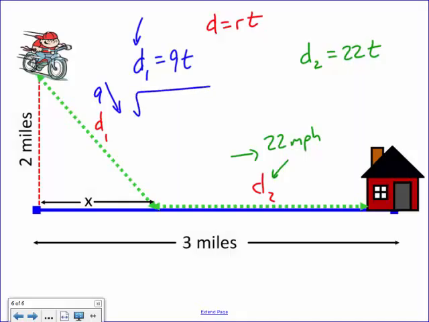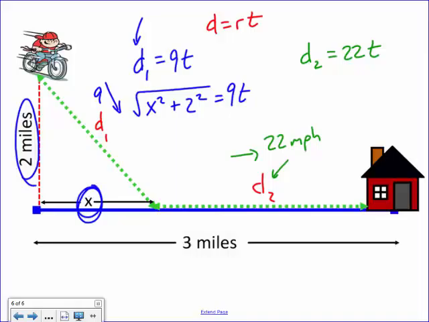So d1 is going to really be the square root of what? Remember, it's like the distance horizontally. You take x2 minus x1 squared. Well, we already found what that is, that x2 minus x1. It's really just x right here, right? So he's traveling x distance horizontally, so x squared, plus 2 miles vertically, so 2 squared. That's our distance formula. And that's going to equal 9t.